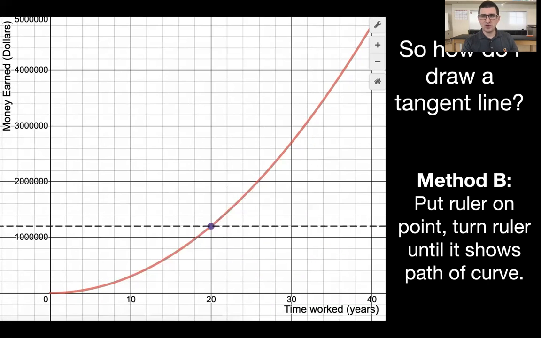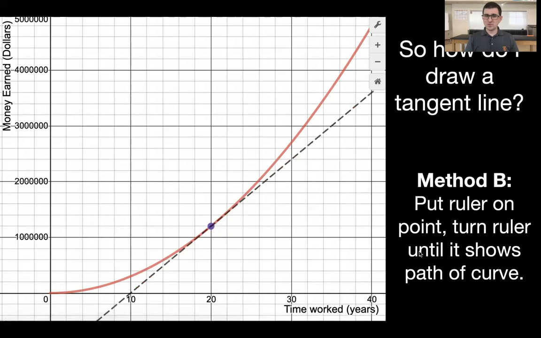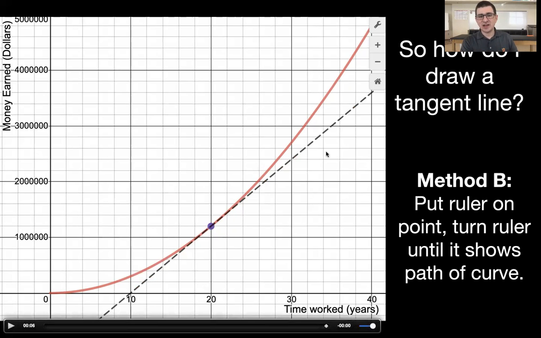And method B is where you put the ruler on the point and then you turn the ruler around that point until it is parallel or tangent to the curve. So those are the two options which give you the same tangent slope or tangent line, and then you can calculate the slope of the tangent line by choosing 2 points and doing rise over run.